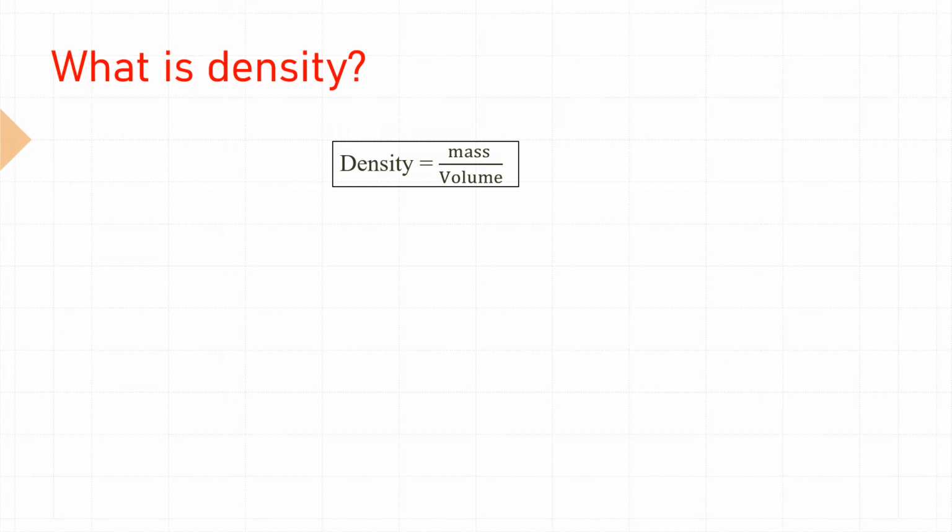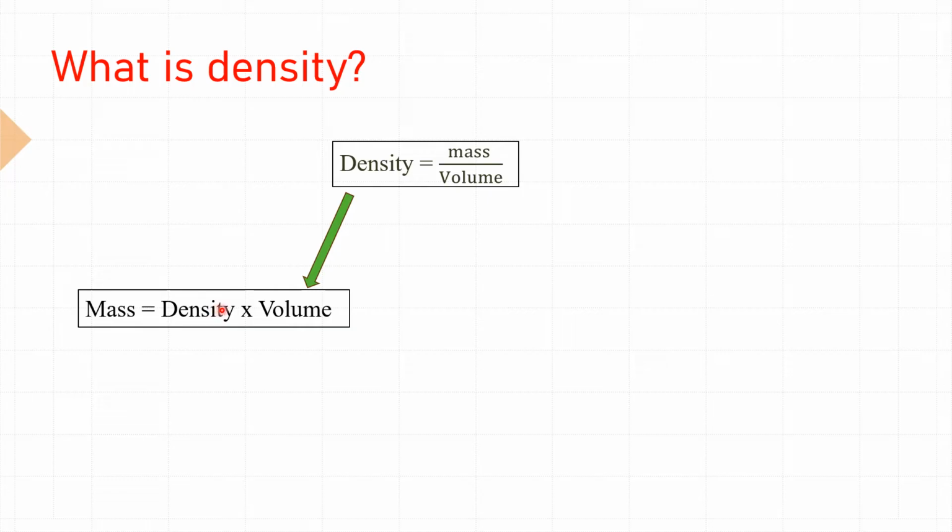What is density? Density is a physical property that relates mass and volume. The formula is density equals mass divided by volume. If you know mass and volume, you can apply this equation to calculate density. We can also rearrange the equation: if you know any two quantities, we can calculate the third one.